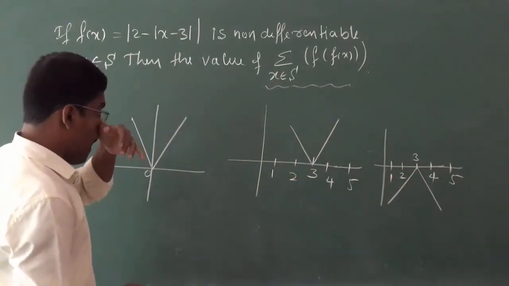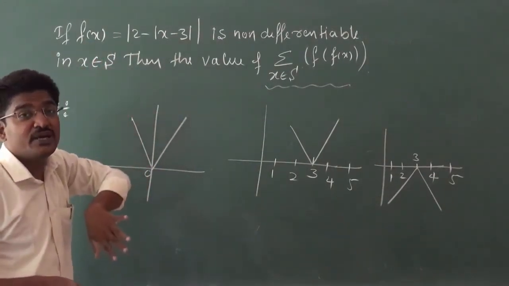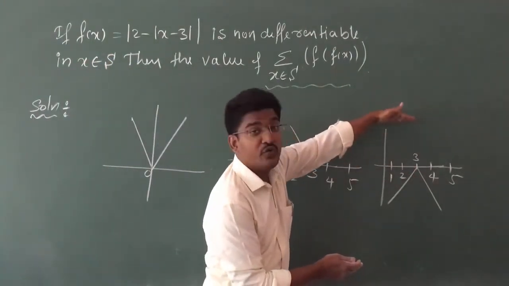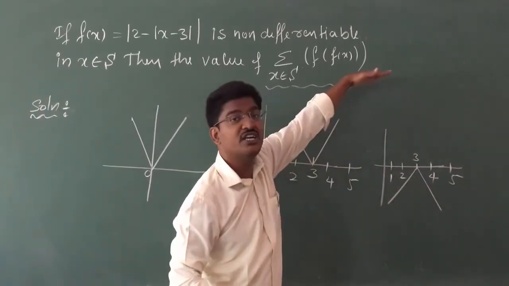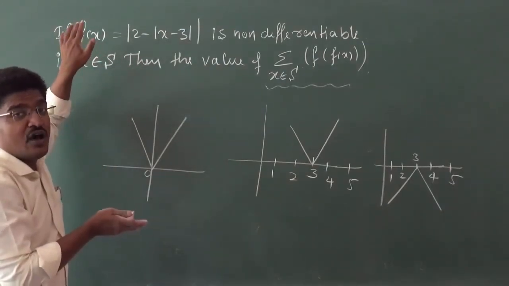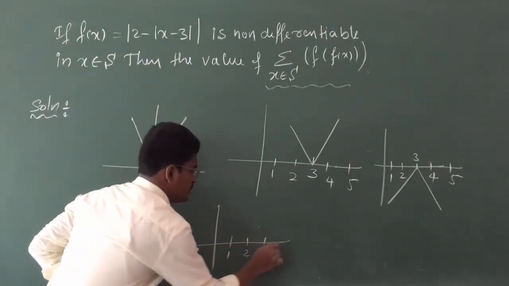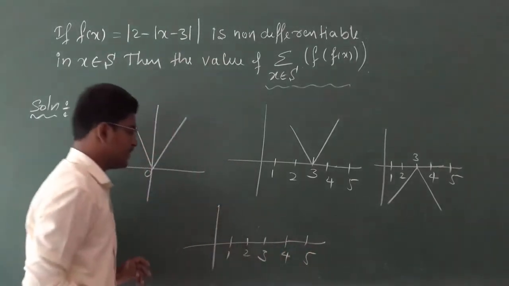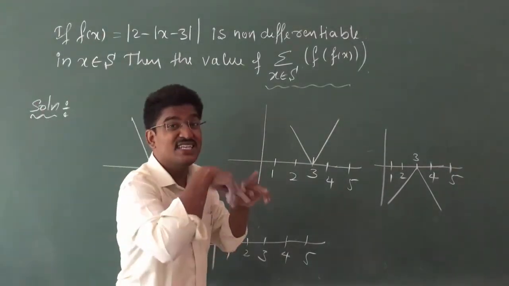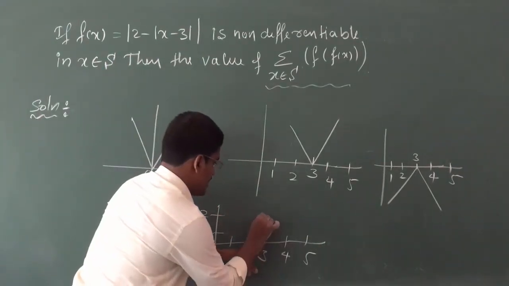Okay. So now, after going to that, they are adding 2 to minus of mod of x minus 3. That means it has to shift 2 units upwards on the y-axis to get f of x. Clear? So that will be what? See here. 1, 2, 3, 4 and 5. This is 1 and this is 2. So they are adding 2 to minus of mod of x minus 3. That means it has to shift 2 units upwards. That is 1 and 2.